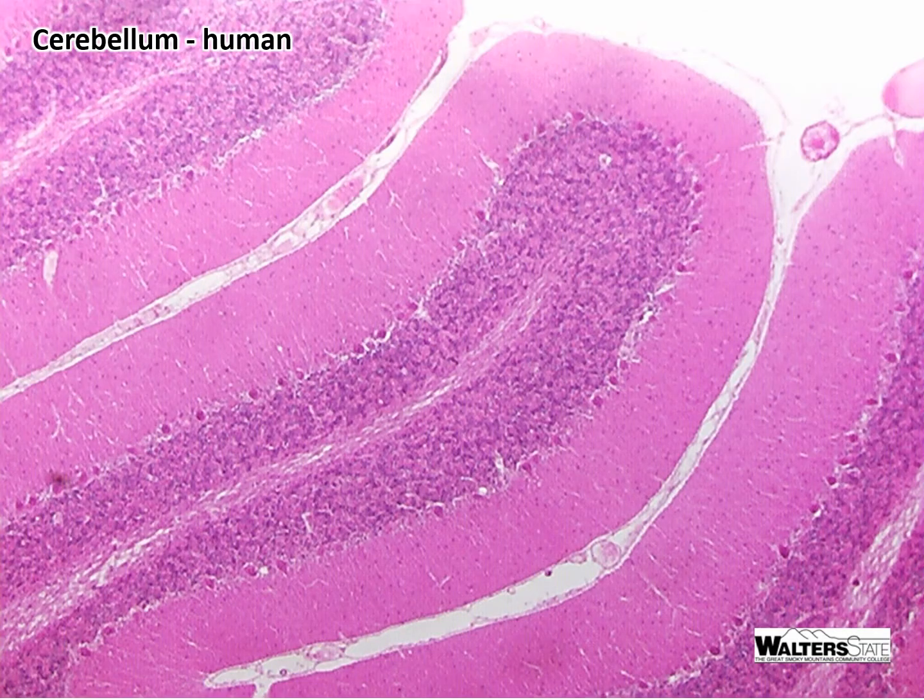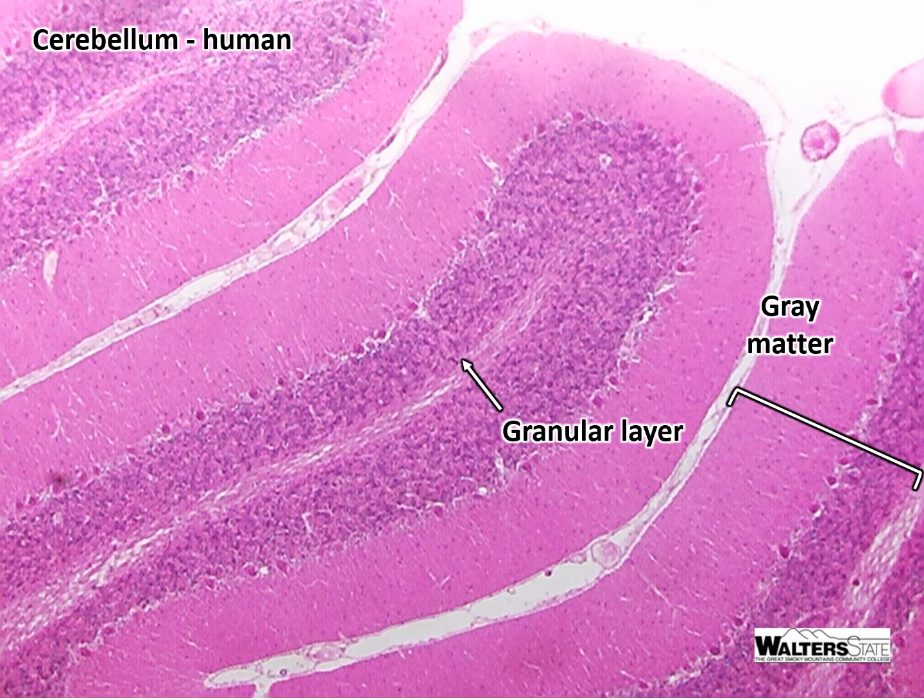Then the next thing we're going to look at is a cerebellum slide. We're going to start this slide by looking at gray matter. So the gray matter of the cerebellum is composed of 3 different layers. The innermost layer is the granular layer. Superficial to that is the Purkinje cell layer, and we'll take a closer look at these cells in the next slide. Superficial to that is the molecular layer.